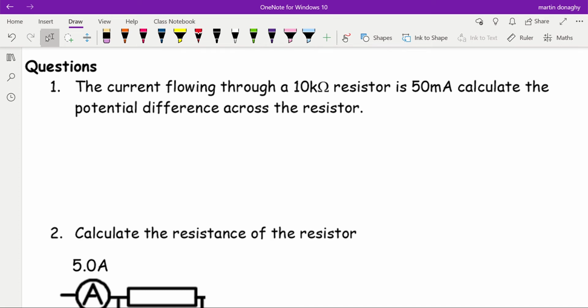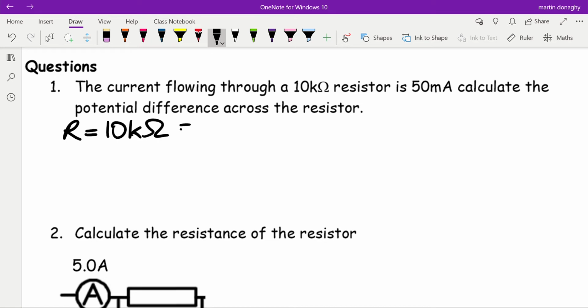First one says the current flowing through a 10 kilo ohm resistor. I know that's the resistance because it says resistor, but also because it has that ohms in it. Now, this question in an exam would say show clearly your working out. And the reason it would say that is you can get the right answer by doing the wrong thing. And if you did it that way, you wouldn't get any of the marks.